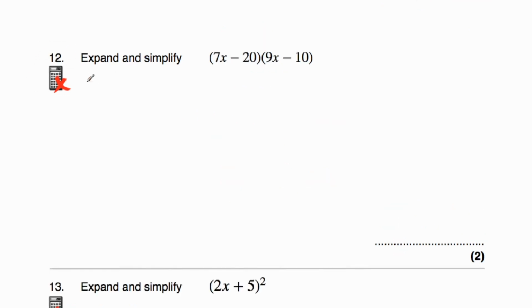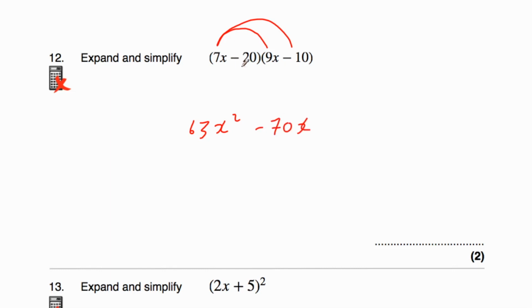So question number 12, we've been asked to expand and simplify 7x minus 20, brackets, 9x minus 10, close brackets. So to start off with, we've got 7x times 9x. Well, 7 times 9 is 63, and x times x is x squared. Then we've got 7x times minus 10. Well, 7 times minus 10 would be minus 70x, so minus 70x.